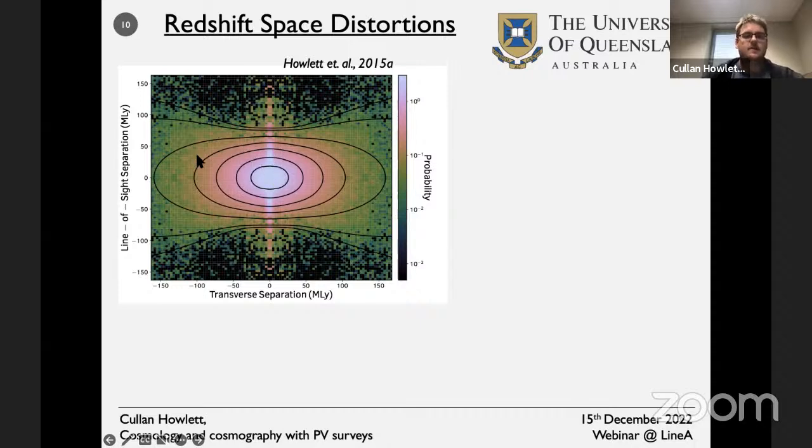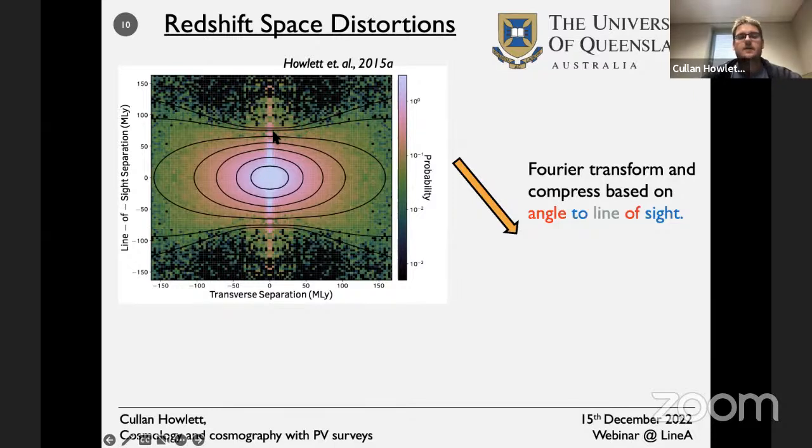So here's an example of the correlation function measured from, I think this is averaged over many simulations. Actually, no, I think this is data. This is data. And so here I'm showing the strength of the probability of finding two galaxies separated by some distance transverse to the line of sight and along the line of sight. And you can see exactly that pattern I just described earlier. So on large scales along the line of sight, you see the squashing effect, but then right in the center, you see this elongation due to the small scale clustering.